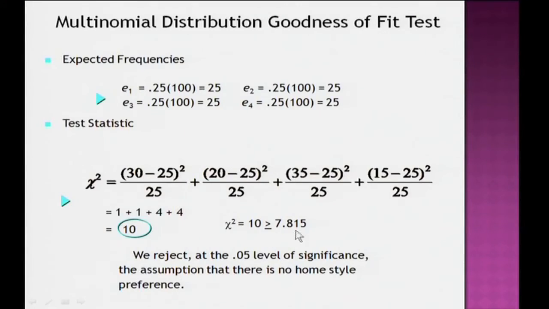Tabulated value here is 7.815. So, chi-square calculated is greater than chi-square tabulated, so we reject H naught. Hence, the assumption of no home style preference is rejected, which means there is some home style preference, because sales of one kind of home may be more than the sales of another kind of home. We reject the assumption that there is no home style preference. So, it means there is a home style preference.